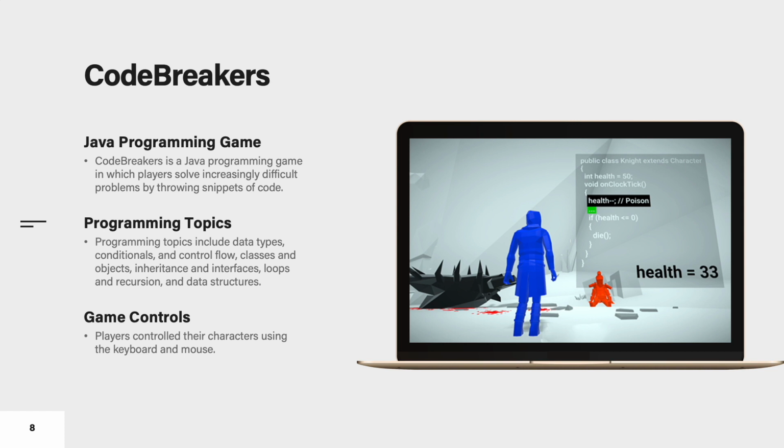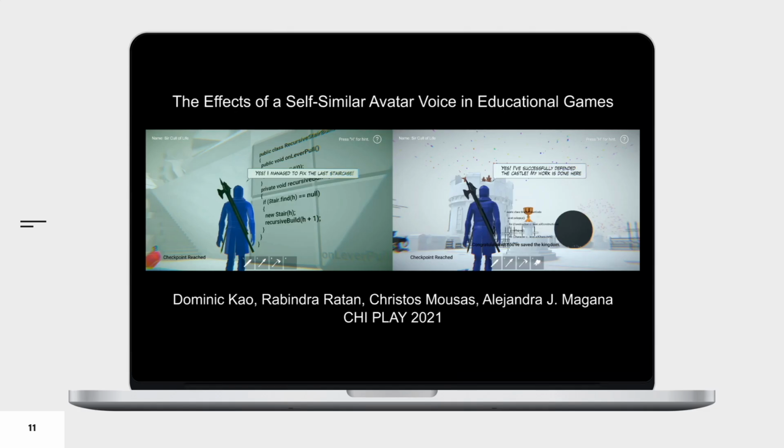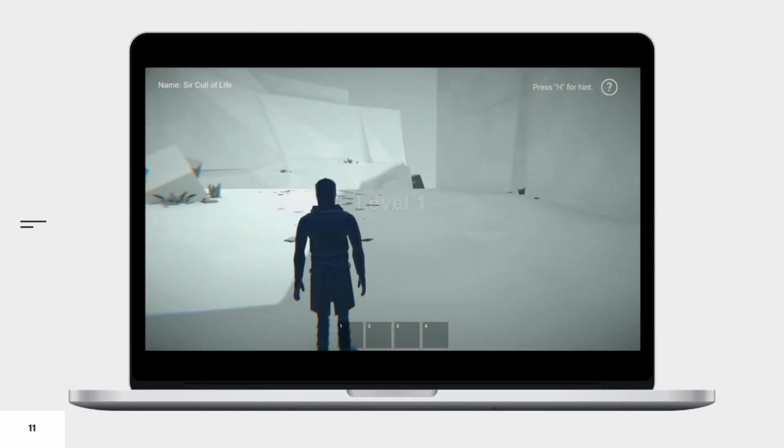We use Codebreakers, a Java programming game in which players solve increasingly difficult problems by throwing snippets of code. We developed an online platform that takes as input a single audio voice clip and can generate an arbitrary number of similar voice clips. Here's a sample clip of Codebreakers gameplay.